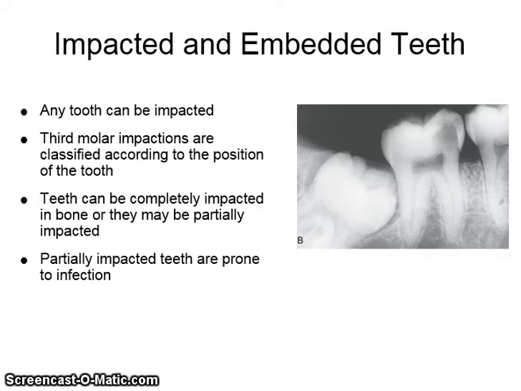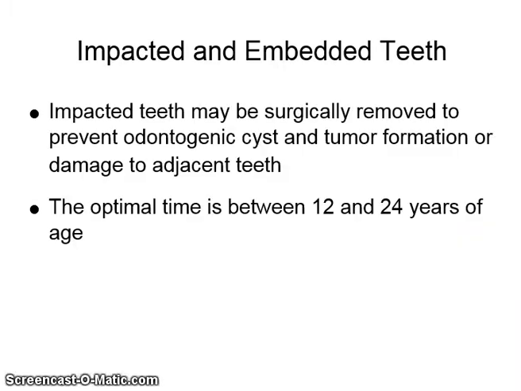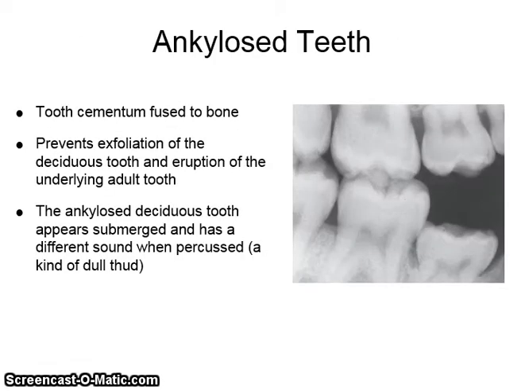Impacted and embedded teeth: any tooth can be impacted. Third molar impactions are classified according to the position of the tooth. Teeth can be completely impacted in bone, or they may be partially impacted. Partially impacted teeth are prone to infection. Impacted teeth may be surgically removed to prevent odontogenic cyst and tumor formation or damage to adjacent teeth. The optimal time is between 12 and 24 years of age.